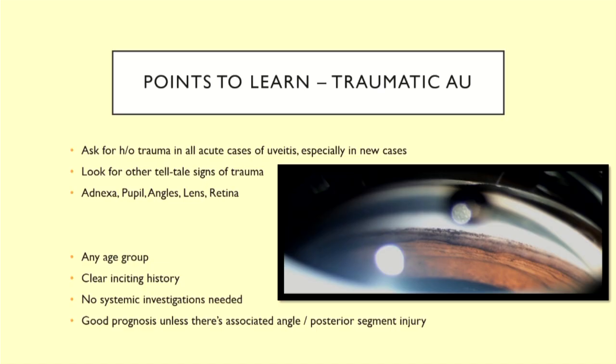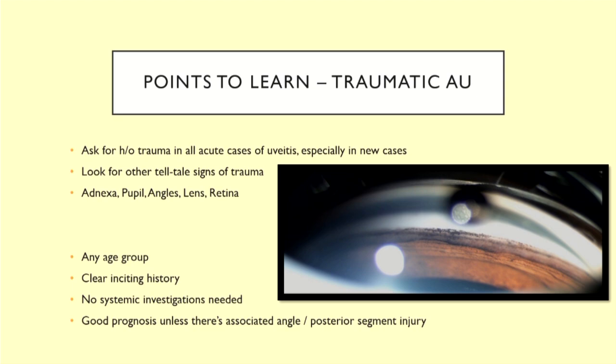So the points to learn from a case of traumatic anterior uveitis: ask for a history of trauma in all cases. Look for other telltale signs of trauma. Look at the ocular adnexa, the pupil. They may have angle recession. They may have a traumatic cataract, commotio retinae, and even GRTs.